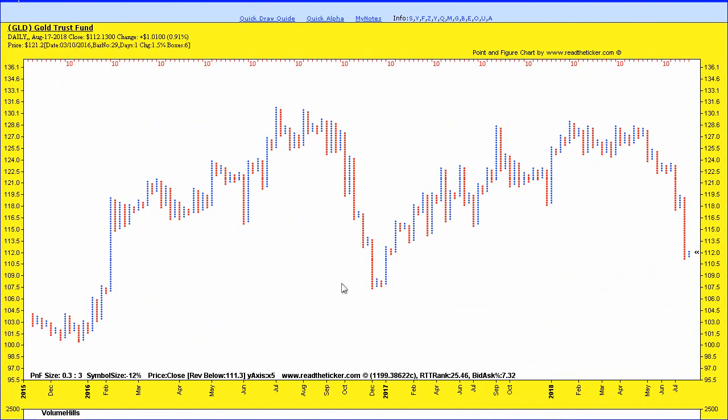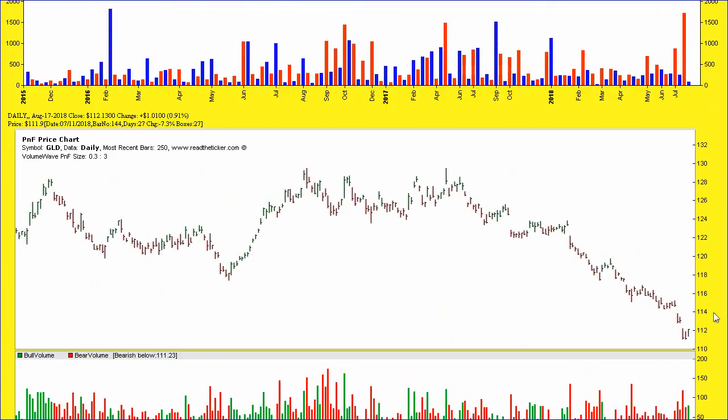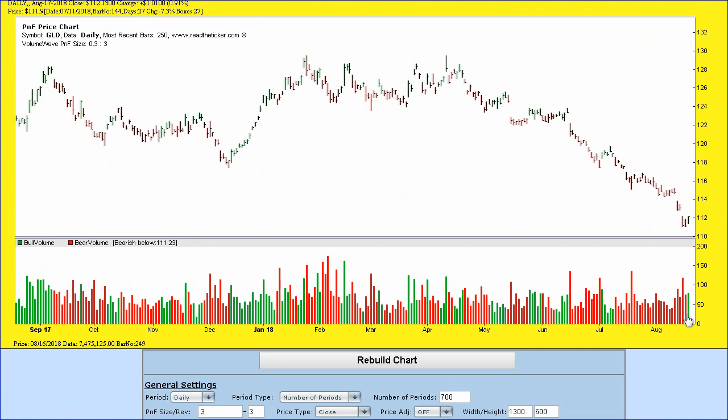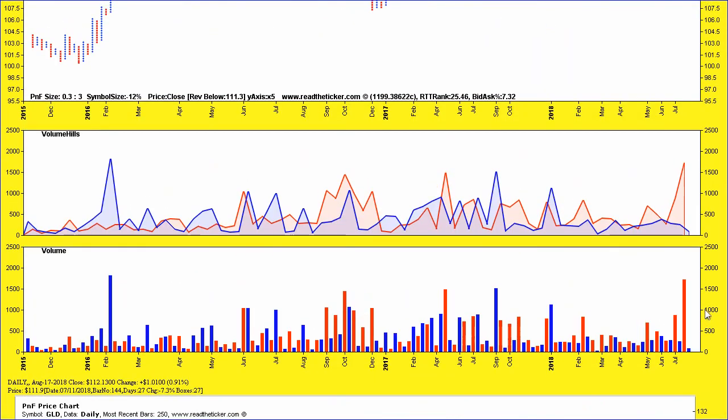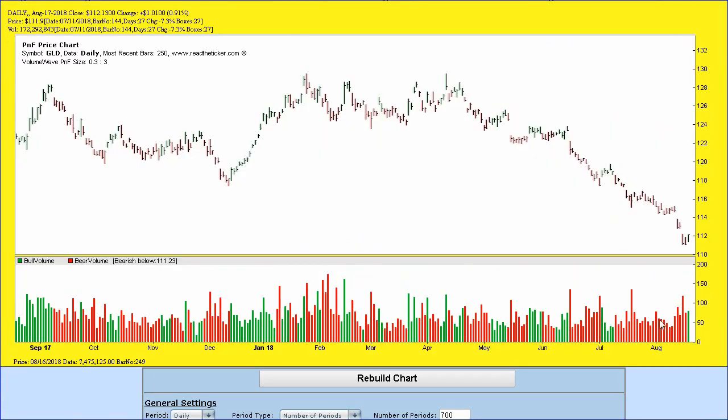Here's our point and figure chart. So this red swing down here is this red downswing here in the price action, and that's the volume associated with it. Up here we have the volume bar associated with it. Oh, that one there I think it is. Right, so that's the summation of all the volume for that downswing.